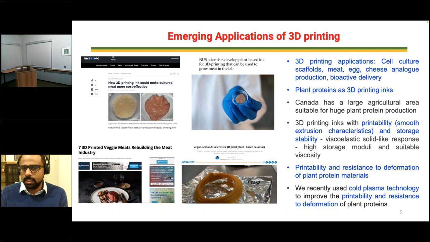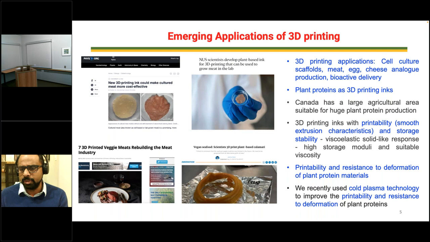So the printability, or the viscoelastic properties of the 3D printing inks, is very important. And the second property is the storage stability. That means if you print a product, the bottom layer should be able to withstand the weight of the top layers of the printed product. So that product should be structurally stable. So, a couple of important properties: the first is the printability, and the second is the storage stability, or the resistance to deformation.